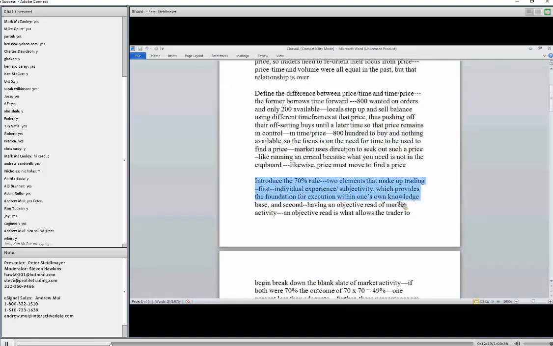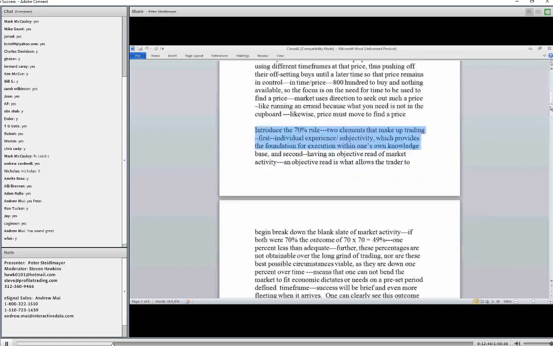First, your individual experience and your subjectivity, which provides a foundation for execution within your own knowledge base. And second, having an objective read of the market activity. An objective read is what allows you to break down the blank slate of the market into activity. So what I'm saying is you cannot approach the market entirely from a subjective standpoint. You have to have something to lean on.